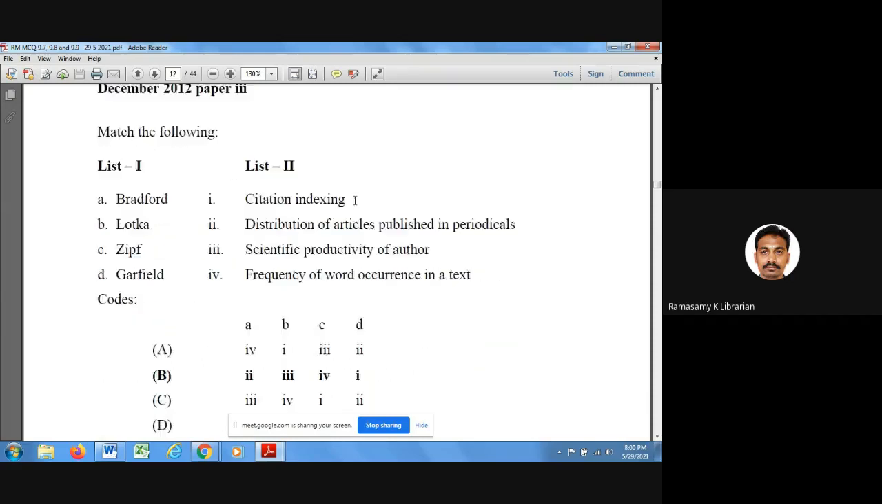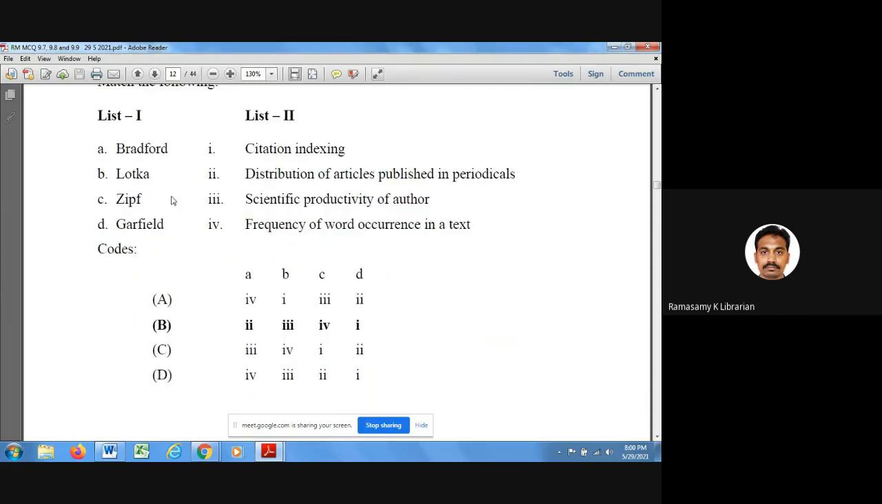Okay, fine. Let us match these things. Eugene Garfield is known for citation indexing, so there's no doubt in it. With Bradford, we talk about distribution of articles published in periodicals. With Lotka, we talk about scientific productivity of authors. With Zipf's law, we talk about frequency of word occurrence in a text.